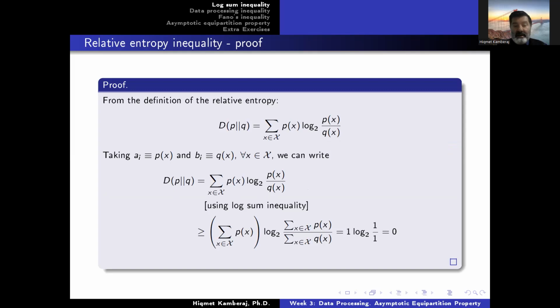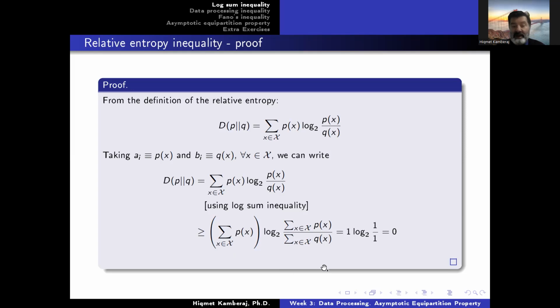Now, using the log sum inequality, the theorem that we just showed, we can write that this is greater or equal to the sum of all x from chi of p of x, multiplied by log with base 2 of this ratio: the sum of all x from chi of p of x over the sum of all x from chi of q of x. Now, this is equal to the first sum, the sum of all x from chi of p of x. It is equal to 1 because p of x is a probability mass function and it satisfies the normalization condition.